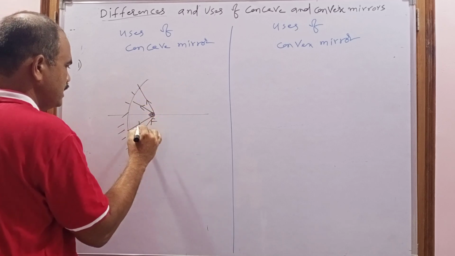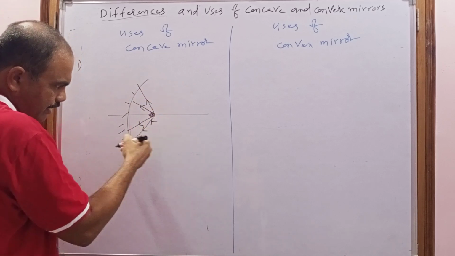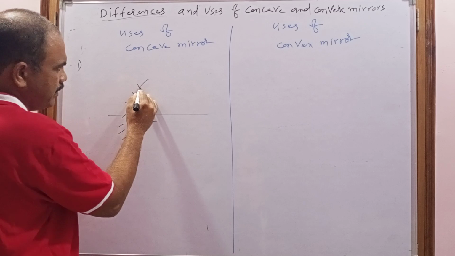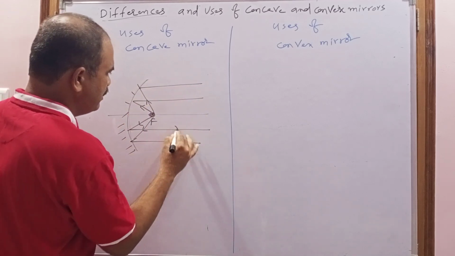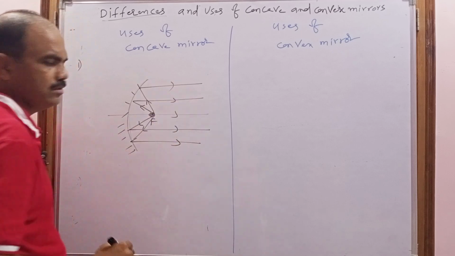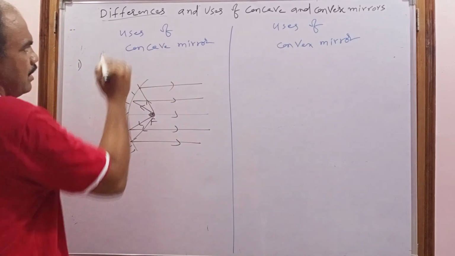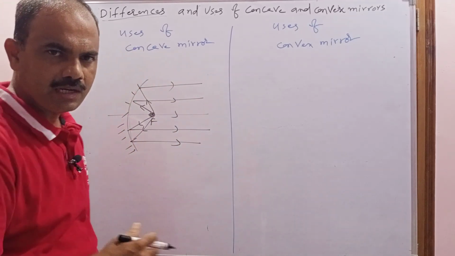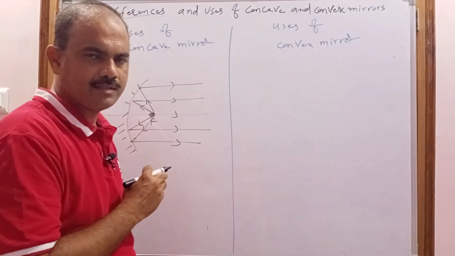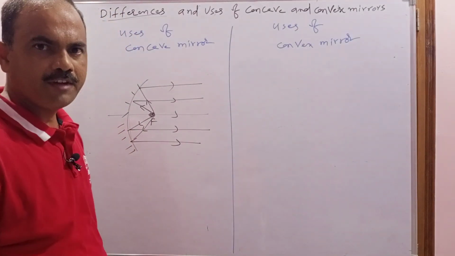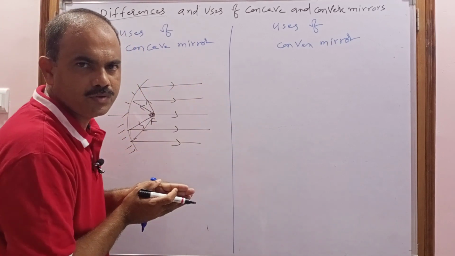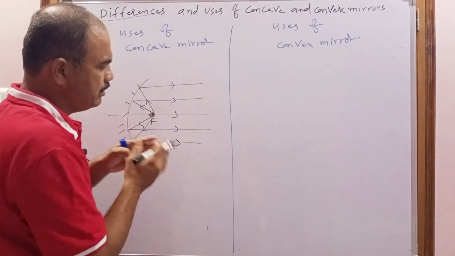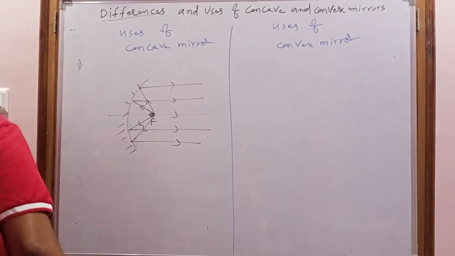So these are the incident rays traveling to the focus. That's why after reflection, how are they? They look like a parallel beam of light. So that's why the concave mirror can be used in torchlights, searchlights, and headlights of vehicles. For which purpose? To produce the parallel beam of light. So that is the first use.